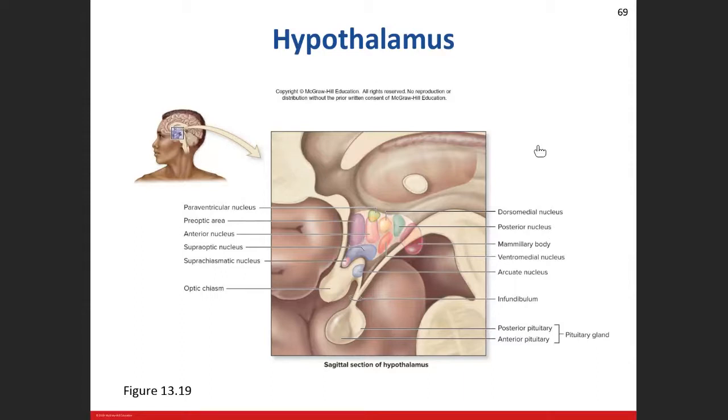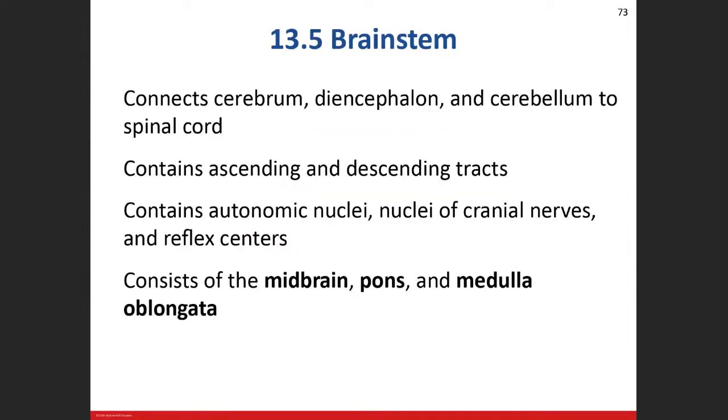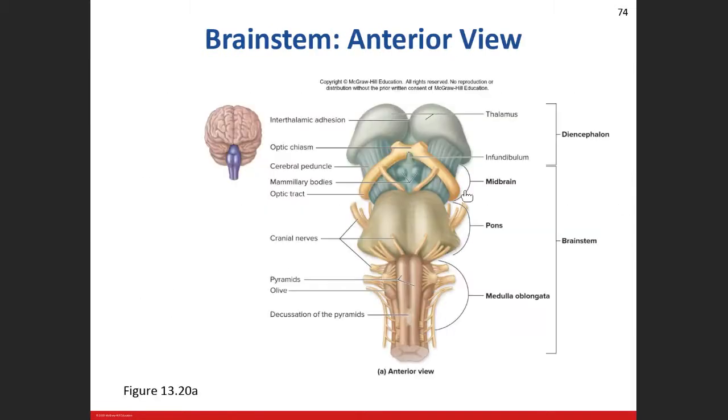After the diencephalon, I want to talk about the brainstem. The brainstem connects the cerebrum, diencephalon, and cerebellum to the spinal cord. Look at this picture. In this picture, you can see the brainstem, and the brainstem is actually the bridge, a connection between the higher and the lower part of our central nervous system.